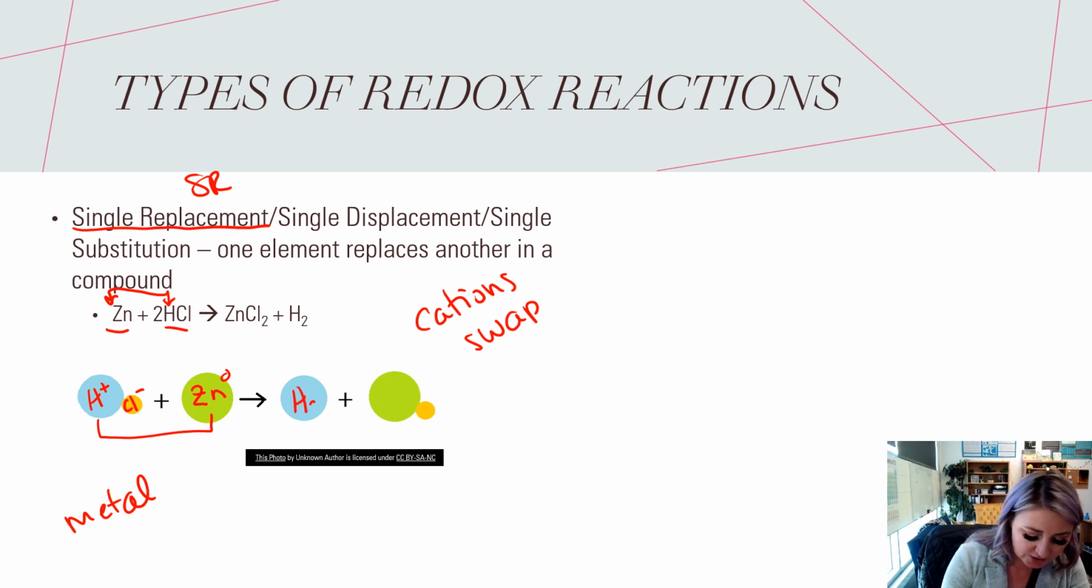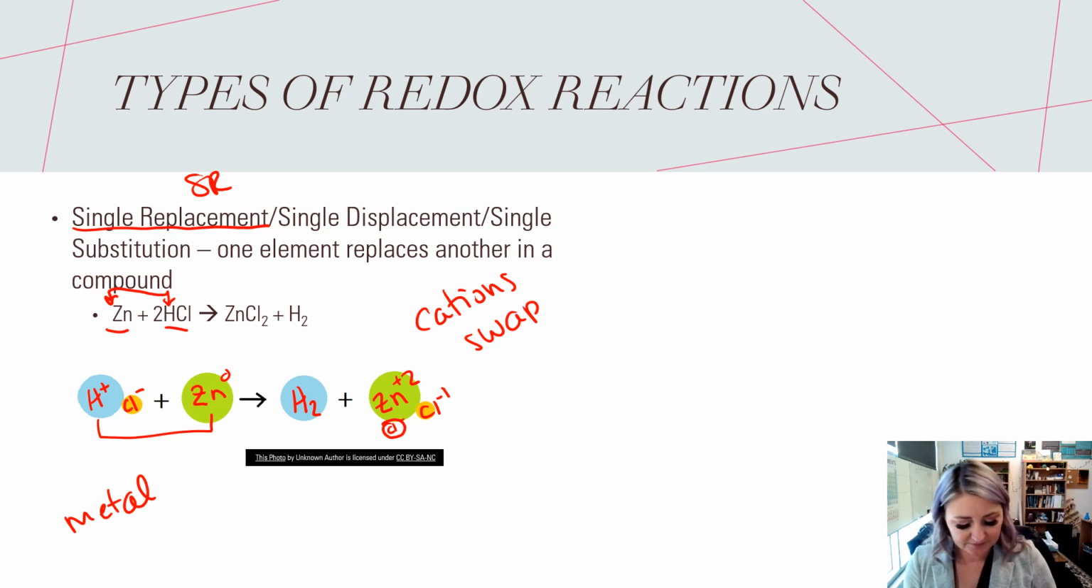So now hydrogen is going to be by itself, and zinc will be with chlorine. And to be with chlorine, it has to give up 2 of its electrons. Oops, we need another chlorine in here. That's not even. 2 -1 charges.